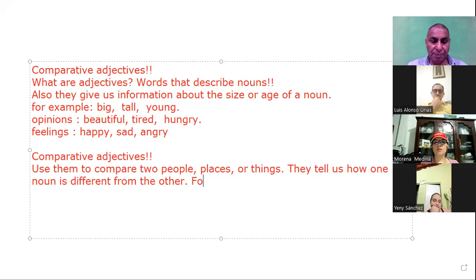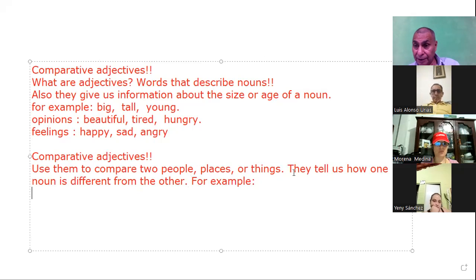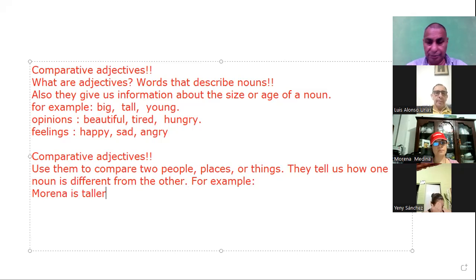Okay, for example. Now we're gonna see the examples. Luis and Morena, okay? Morena is taller than Luis. Solo estoy comparando. O sea, no sé si es cierto, ¿verdad? Luis puede ser bien alto, porque está sentado no se ve, pero solo estoy comparando. Morena is taller than Luis. Yes? Than Luis. Morena is taller than Luis.